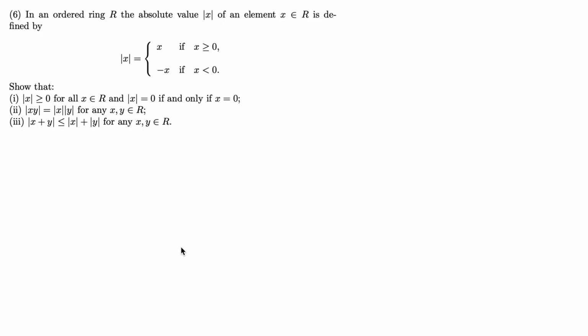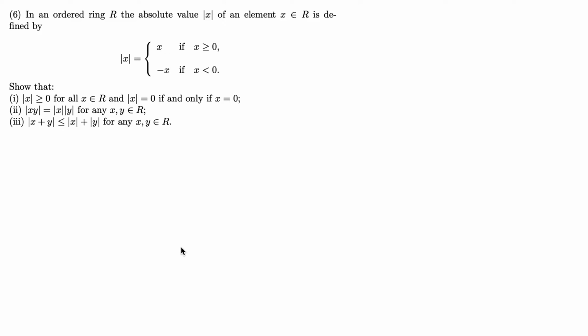Today we're going to be considering question 6 in section 1.2, which reads as follows. In an ordered ring R, the absolute value of an element x in R is defined by: the absolute value of x is equal to x if x is greater than or equal to 0, and minus x if x is less than 0. Our goal is to show that the absolute value of x is greater than or equal to 0 for all x in R, and the absolute value of x is equal to 0 if and only if x equals 0.